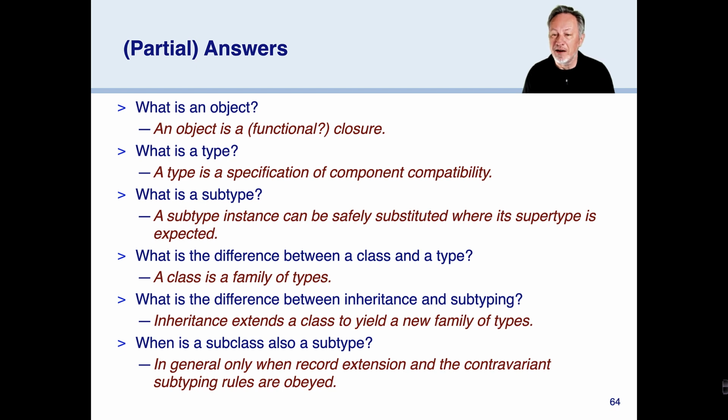What's the difference between inheritance and subtyping? Well, subtyping, as we saw before, is purely about substitutability, whereas inheritance is about creating new classes. So it extends a class to give you a new family of types. And when our subclasses are also subtypes, we wish that would always be the case, but as we see, with any possible typing scheme that we have, this leads to problems. So in general, it only works if record extension and the contravariant subtyping rules are obeyed.